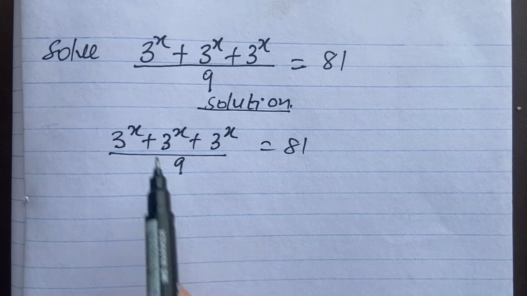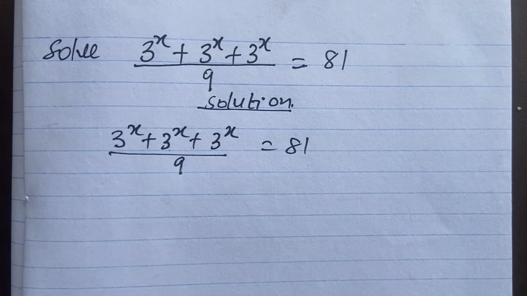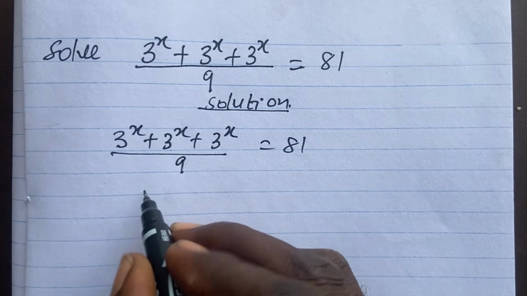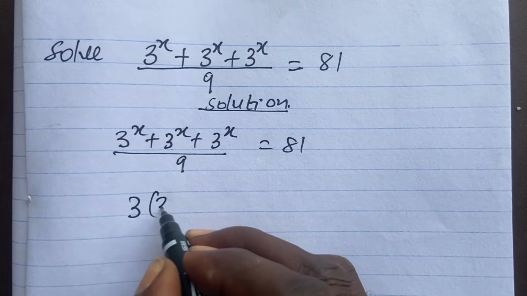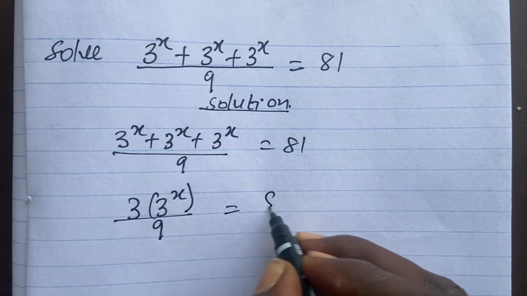From here, 3 to the power x plus 3 to the power x plus 3 to the power x are like terms. Therefore, they can be added. Now, when we add all of this, it gives us 3 into bracket 3 to the power of x, all over 9 equals 81.